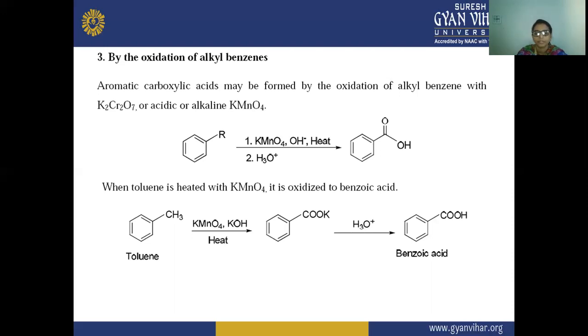So here the example is given that when toluene is heated with KMnO4, it is oxidized to benzoic acid. So this toluene is reacted in the presence of this oxidant, that is KMnO4 plus potassium hydroxide, and then heat is applied, and there is a formation of the potassium salt. The potassium salt of carboxylic acid is formed here.